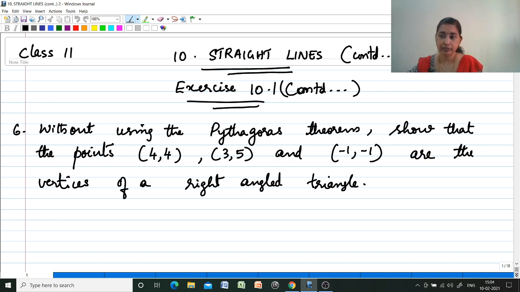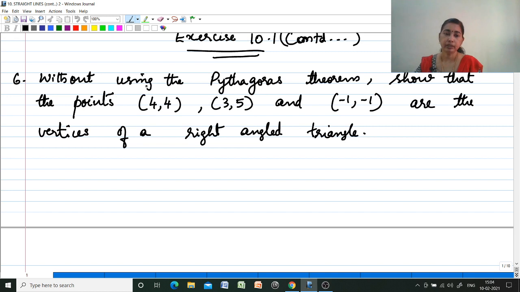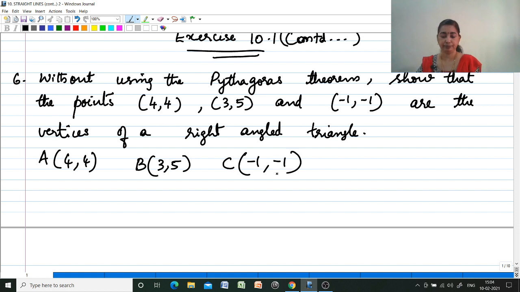So for that we can start with the first point, let it be A with coordinates (4, 4). Then B is (3, 5) and C is (-1, -1). First we find the slope of AB. How to find the slope? y2 minus y1 by x2 minus x1. So 5 minus 4 is 1, by 3 minus 4 is -1, that is equal to -1. So -1 is the slope of AB.